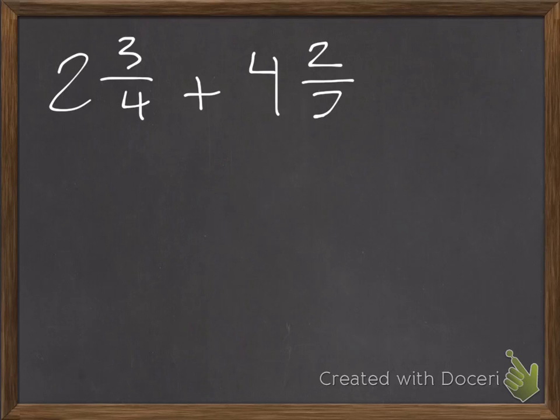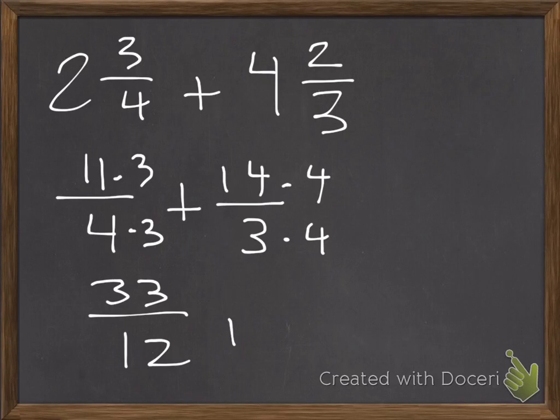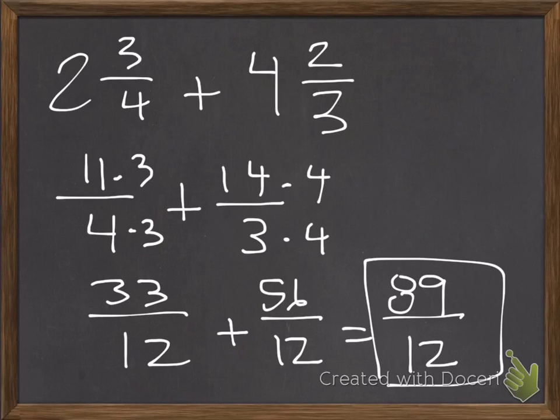The next one, 2 3/4 plus 4 2/3. We need to make both improper. And then common denominator would be 12, and then we keep the denominator but add the numerators, and that's all we can do.